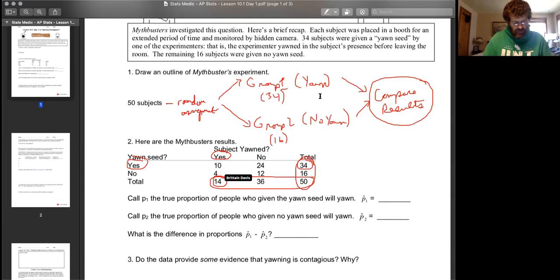And what we're going to do is figure out, could this distribution that we got, 10 yawns to 24 no yawns, 4 yawns to 12 no yawns, could that distribution have happened by random chance? So at the beginning, understand, we're going to figure out, is this a result of random chance, or is this a sign that something is really going on with yawning?